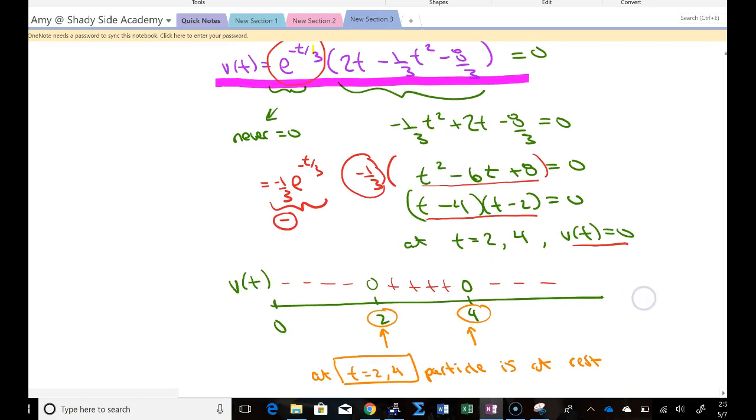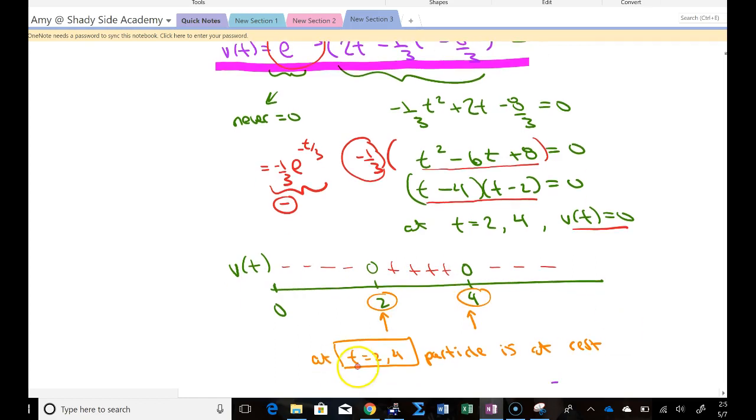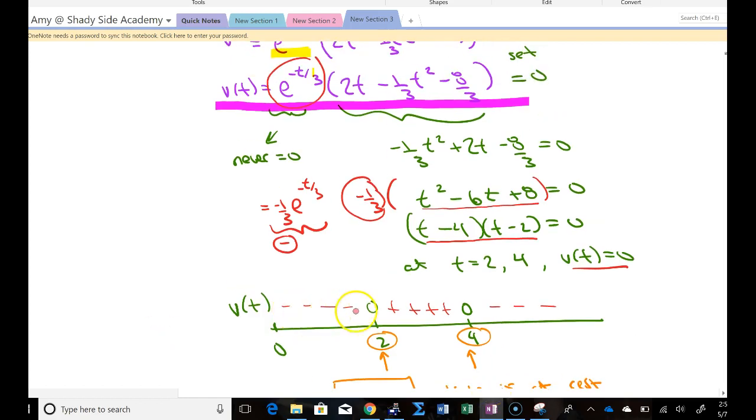Now here's my velocity number line. It should resemble something to you. Yes, the f prime number line. 2 and 4, at times t equals 2 and t equals 4, v equals 0. That means at times t equals 2 seconds and 4 seconds, at those moments, the particle is at rest. And then I just did a straight up sign analysis here.